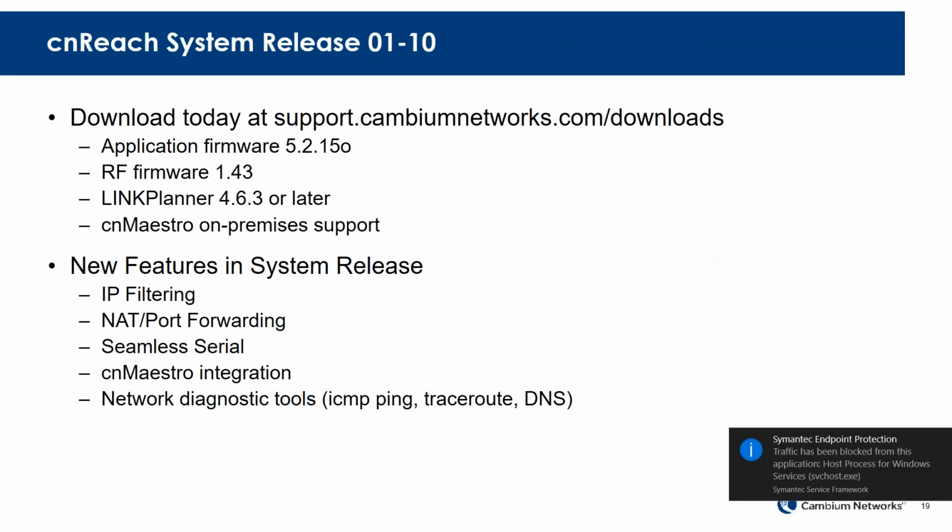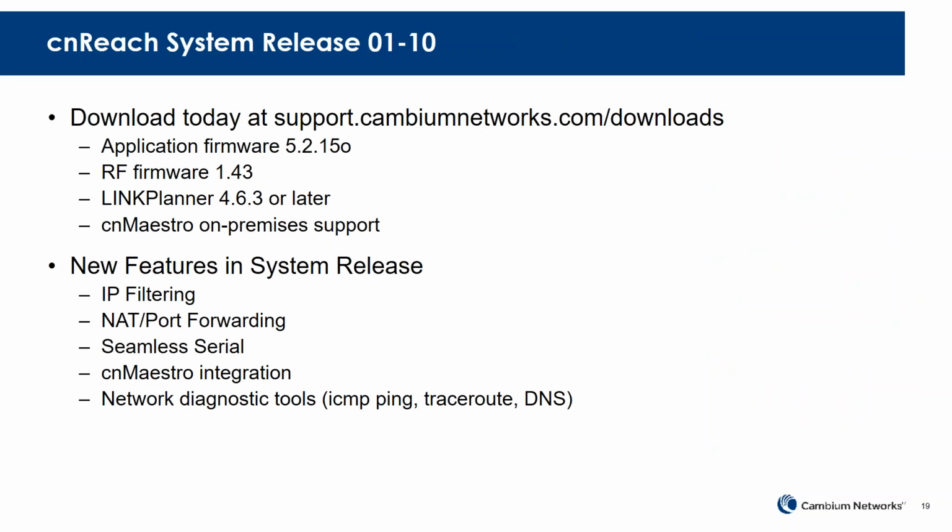So we'll talk about some of the new software features now that are in 0110. System Release 0110 is posted on our website. It's gone through extensive testing. You can go to support.cambiumnetworks.com and look in the downloads section. You'll see a cnReach area or folder. And within that, there's two different versions. There's two pieces of software: the application firmware and the RF firmware. And it's important that you download and upgrade both the application and the RF firmware.